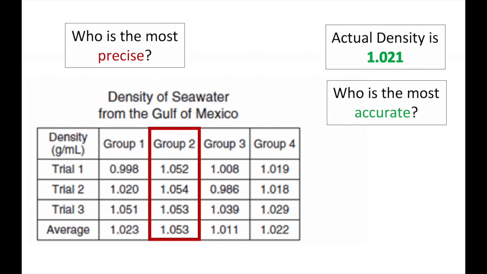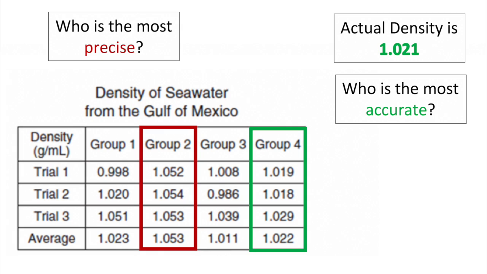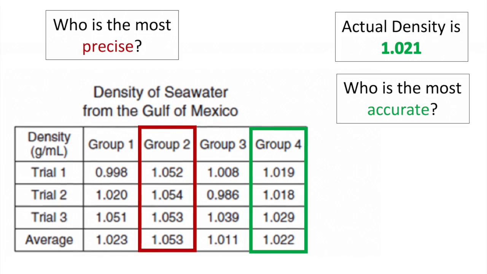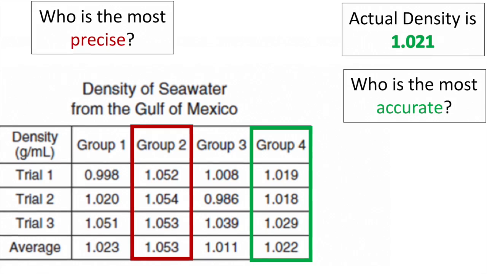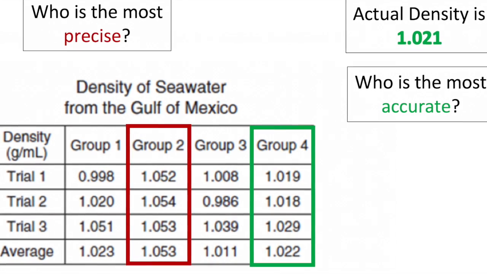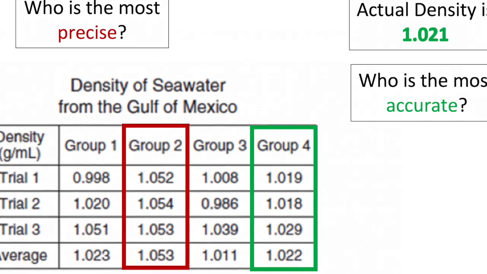Now, the next question I would ask you is, who is the most accurate? Well, first you have to know the actual value. And let's say the actual value of the density is 1.021. Well, in this case, Group 4 is going to be most accurate because all of their data is close to 1.021. They may not be the most precise group, but they are the most accurate group.